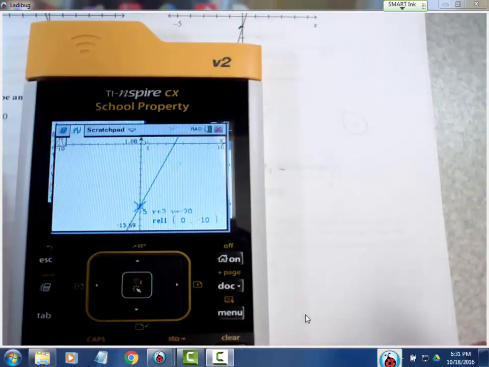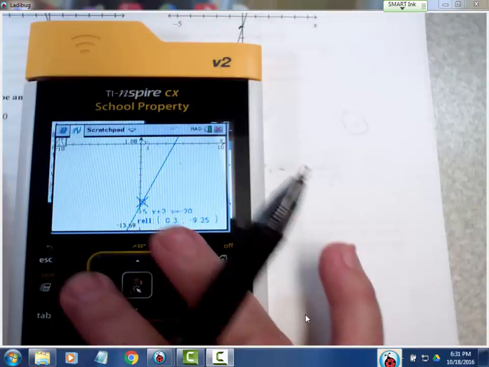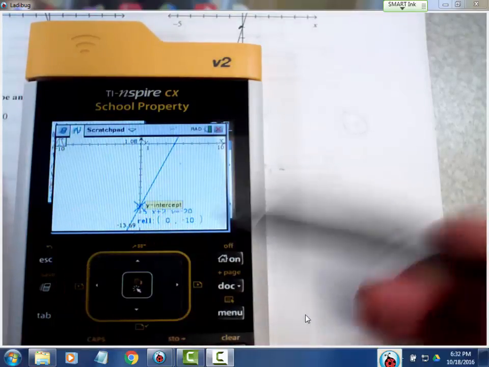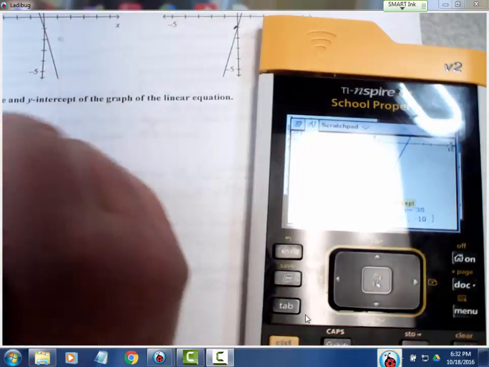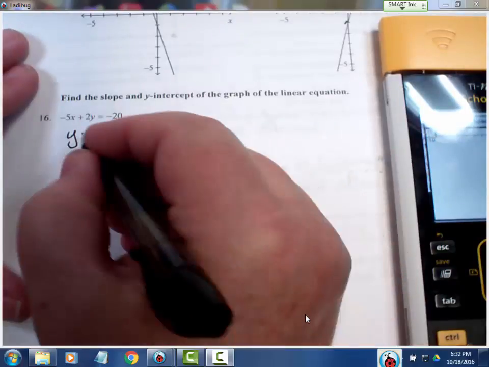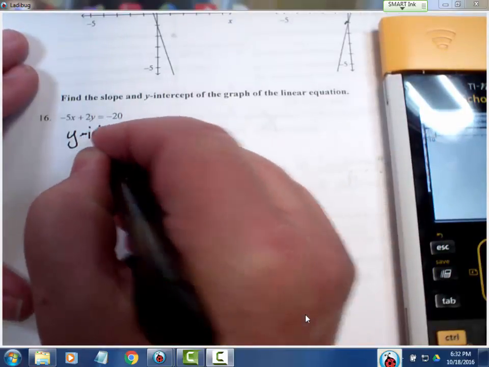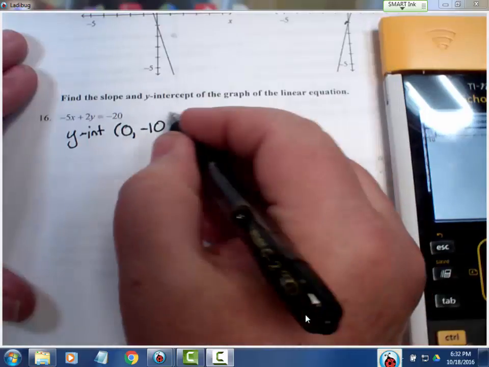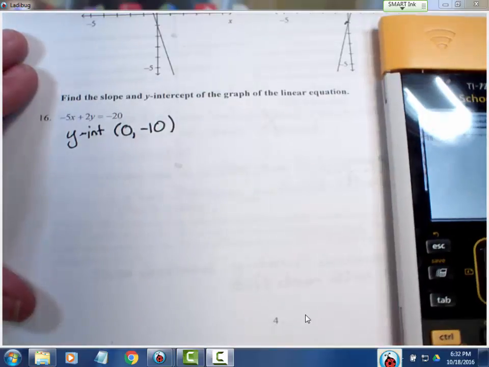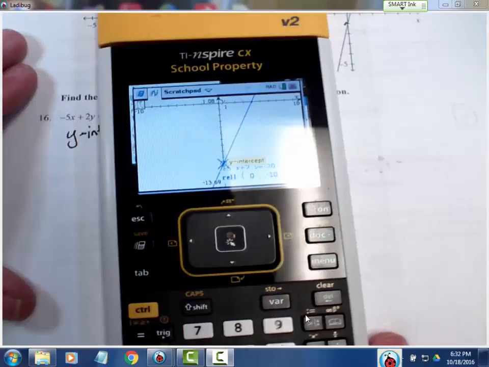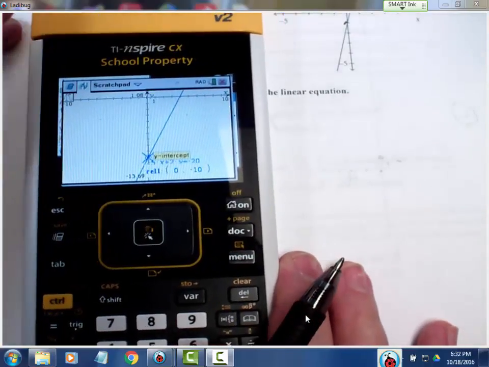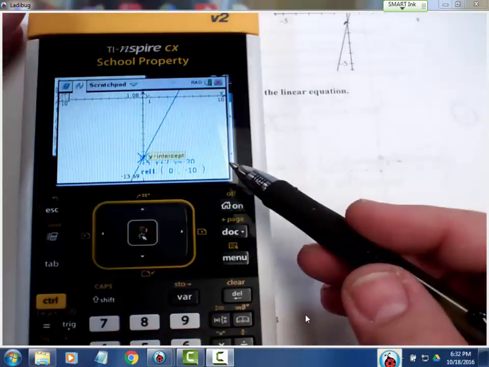I'm tracing. Let's see. The y-intercept is 0, negative 10. Okay, so the y-intercept, oops, I'm off screen there. The y-intercept is 0, negative 10. And then the slope of the graph. Okay, now this could be a little bit trickier with the calculator because it doesn't come right out and say the slope on there, right?